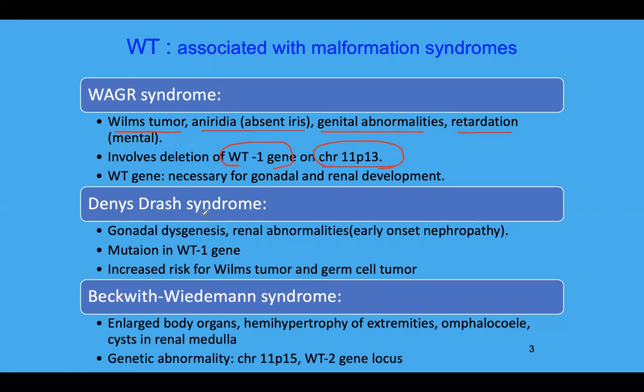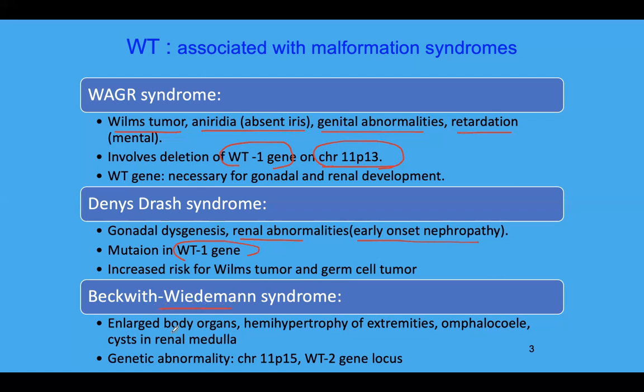Coming to Denys-Drash syndrome, here there is gonadal dysgenesis, and renal abnormalities are also seen, with early onset nephropathy that may result in renal failure. Mutation is seen in the WT1 gene, and an increased risk for Wilms tumor and germ cell tumor may also be seen in Denys-Drash syndrome. Now coming to Beckwith-Wiedemann syndrome.